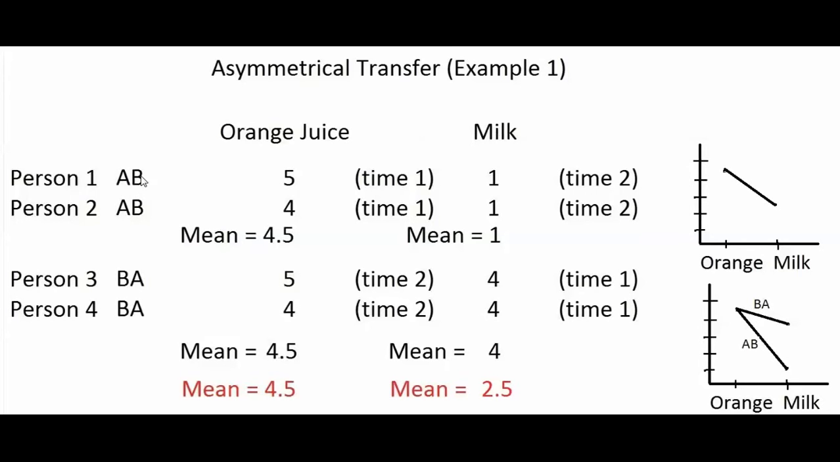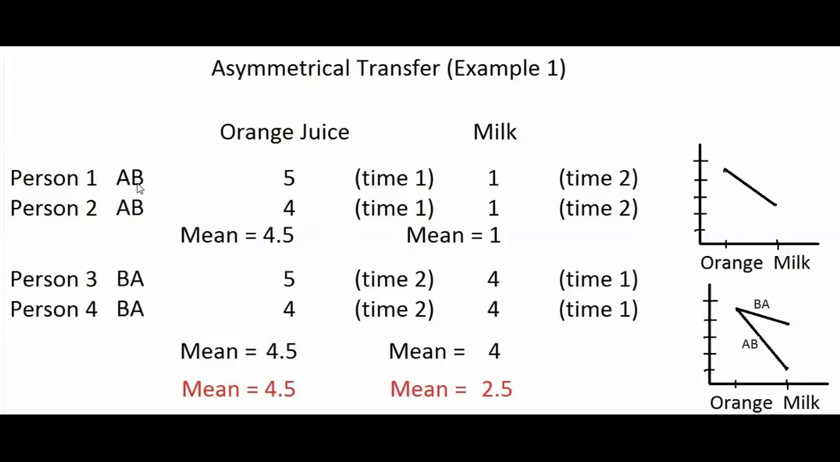Two participants were assigned to the A-B order. These two participants tasted orange juice at time 1 and rated it, and tasted milk at time 2 and rated it. The other two participants were assigned to the B-A order. These two participants tasted milk at time 1 and rated it, and tasted orange juice at time 2 and rated it. So these two participants had orange juice first and milk second. These two participants had milk first and orange juice second.